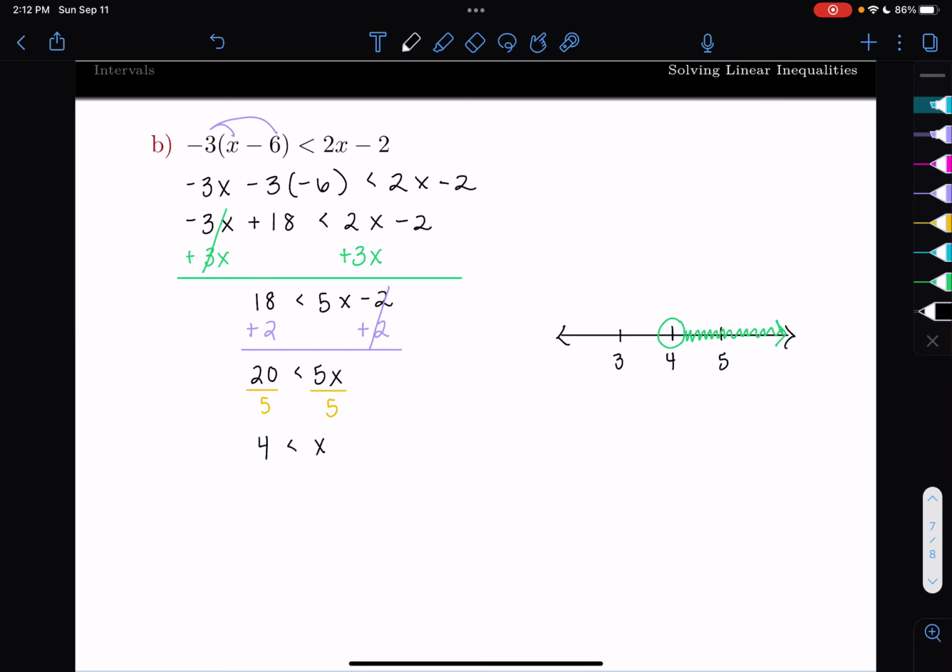If you want to pick values, plug it back in, feel free. But ultimately, our solution is we start at 4. We cannot equal it, so we put a parenthesis. And we continue to the right forever, so we go to positive infinity.